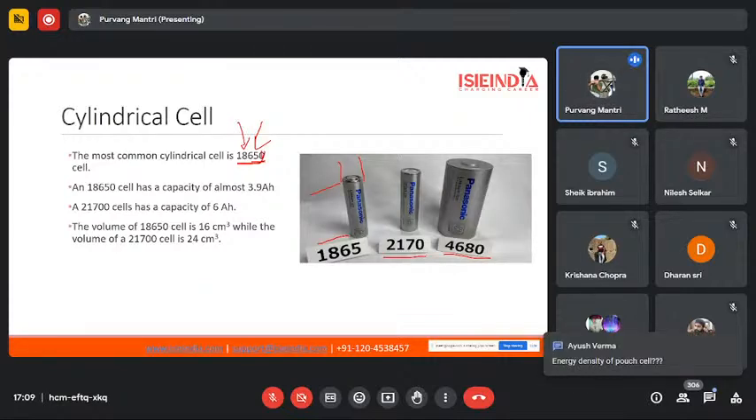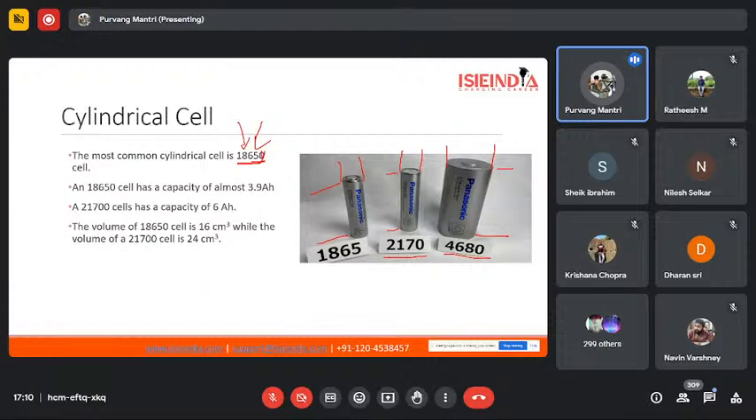In the other case, 2170 or 21700 cells, the diameter would be 21 mm and the height would be 70 mm. And lastly, we also have 4680, in which 46 is its diameter and 80 would be its height. So basically, all of these types of cells are being used by Tesla in their car models. Their Model 3 uses 21700, but their Model S uses 18650. And their latest Model Y, the one recently launched, uses 4680.